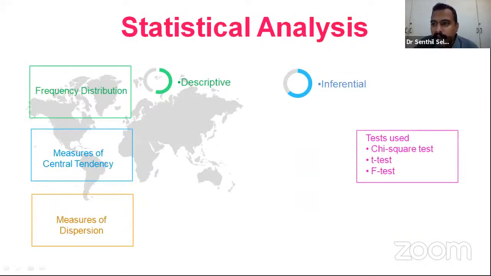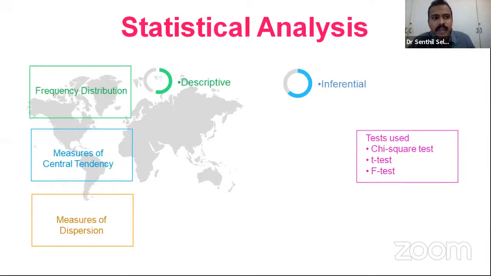Next one is the data analysis. So what statistical tool are you going to use? A right statistical tool will give you a good result. These are the categories in which you can do the statistical analysis: descriptive and inferential.